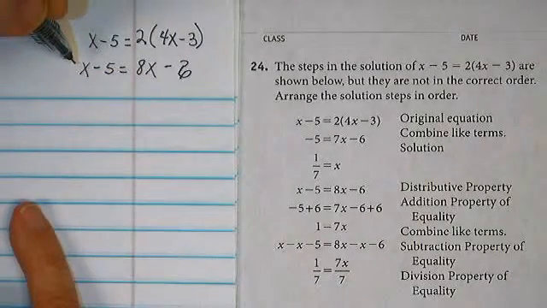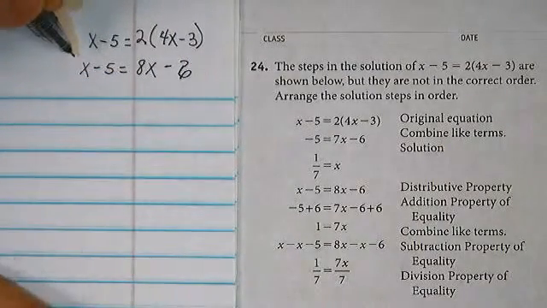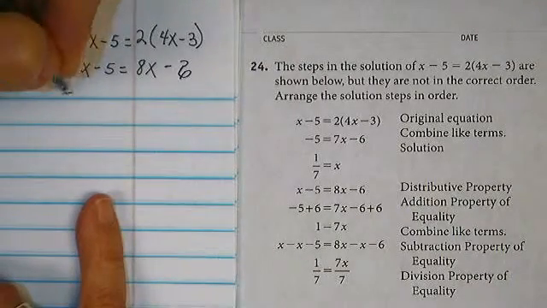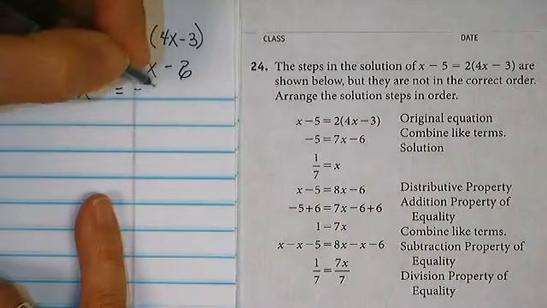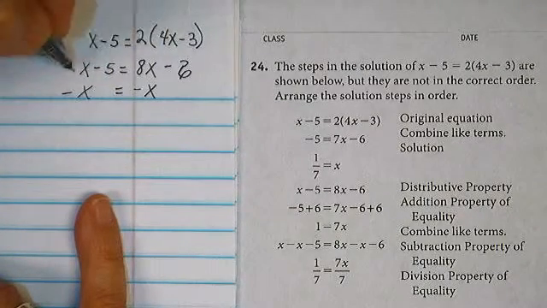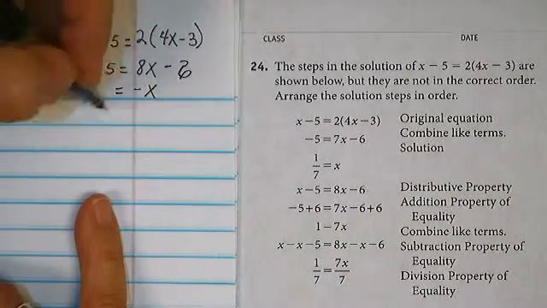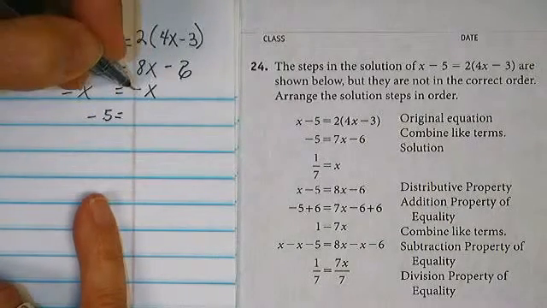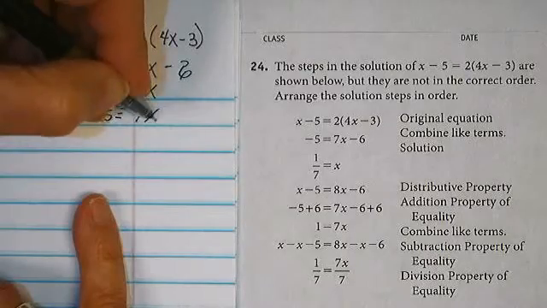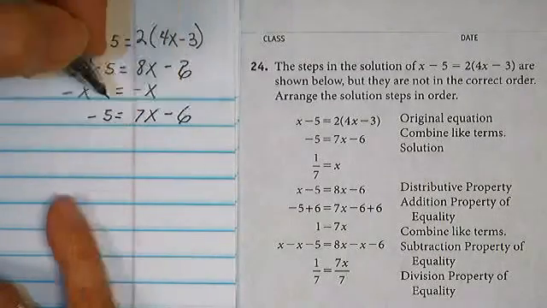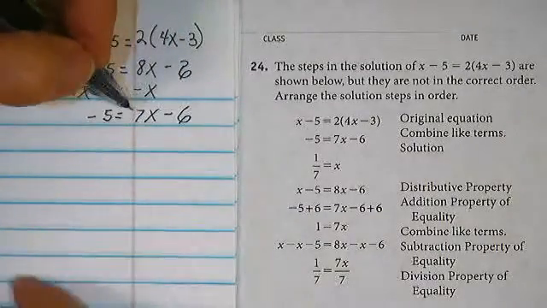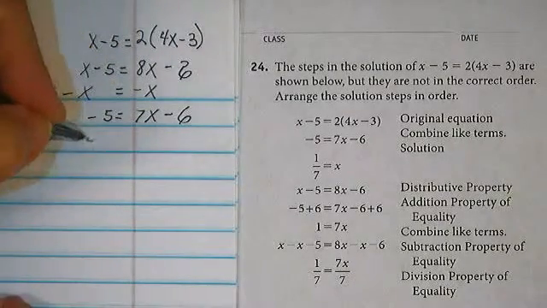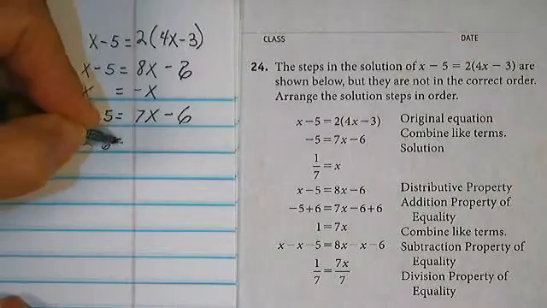We want all the x's on one side, we want everything else on the other side. So I subtract x from each side. x minus x is 0, minus 5 is equal to 8x minus x, 7x minus 6. Now I want x all by itself, so I must add 6 to each side.